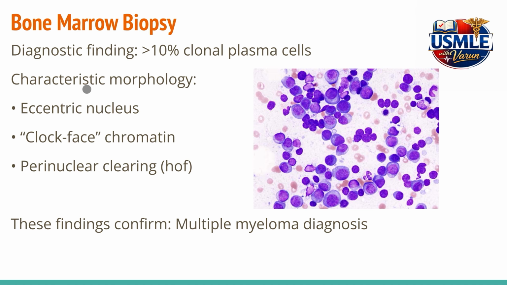The diagnostic criterion is more than 10% clonal plasma cells in the bone marrow. Morphologically, these cells have eccentric nuclei, clock-face chromatin, and a perinuclear clearing called a hof. So these are classic findings in multiple myeloma: eccentric nucleus, clock-face chromatin, and perinuclear clearing, also called hof. These three are the characteristic findings on a bone marrow biopsy of a patient with multiple myeloma.